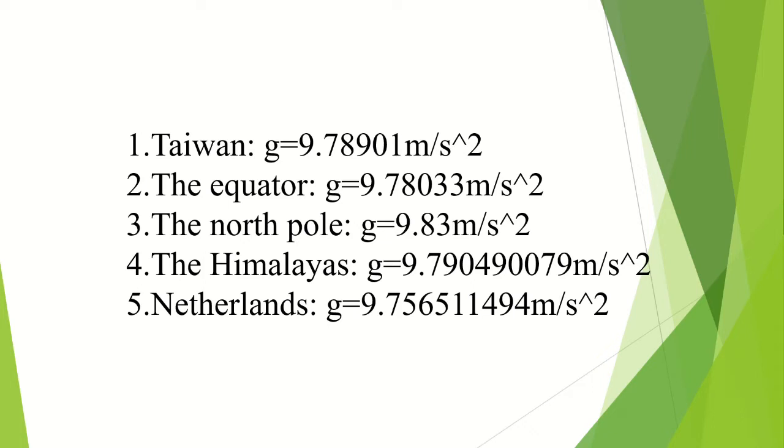The value of G for Taiwan is 9.78901 meters per square second. For the equator it is 9.78033 meters per square second. For the North Pole it is 9.83 meters per square second. For the Himalayas it is 9.790490079 meters per square second. And for the Netherlands it is 9.756511494 meters per square second.